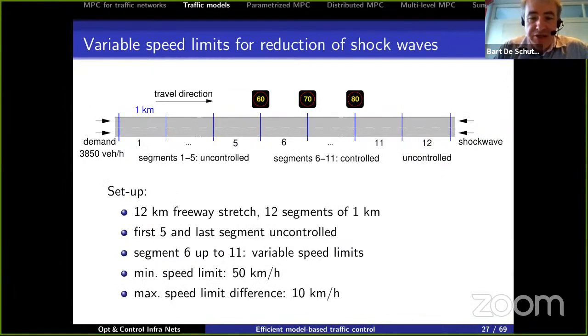And the setup or the case study that we're going to consider is a straight highway of 12 kilometers. So we consider segments of 1 kilometer, 12 segments in total. And a shock wave will enter the highway from the right. And we will have the first 5 segments uncontrolled, then segments 6 to 11 controlled with speed limits, and again the last segment uncontrolled. And we have some constraints on our speed limits. And I will illustrate what is happening again using some animations.